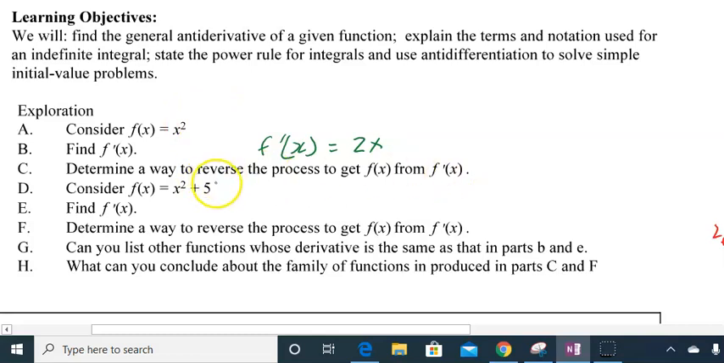Then, determine a way to reverse this process. So to try to reverse this process, remember you brought the 2 over, and then you went 1 down in the exponent. So therefore, maybe you want to go 1 up on the exponent, from 2x to get to x squared. And then because you brought the 2 over, maybe you want to bring this 2 under, or divide by another 2.